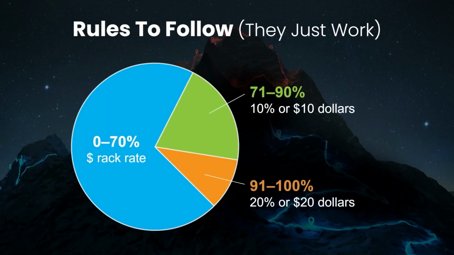If you find your property answers yes to those questions, then we recommend you ease into automated yield management with the following 2 rules. First, if your occupancy is between 71 to 90%, increase your rack rate by 10% or $10, whichever you're most comfortable with. The second rule is if your occupancy is 91% or higher, then you might want to consider going up to 20% or $20. ResNexus does allow you to automatically set your yield management rules based on occupancy in this way.